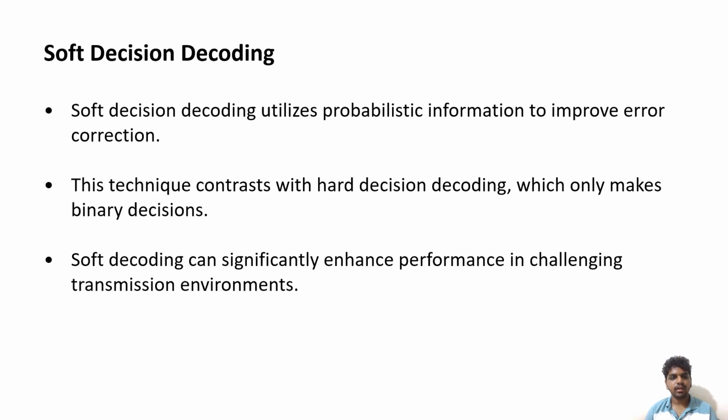Soft decision coding. Soft decision coding utilizes probabilistic information to improve error correction. This technique contrasts with hard decision decoding, which makes binary decisions. Soft decoding can significantly enhance performance in challenging transmission environments.